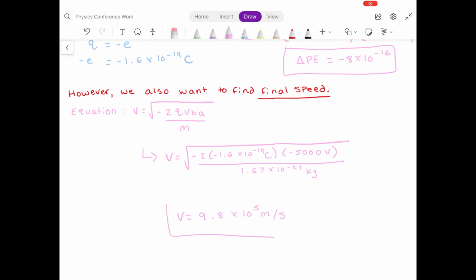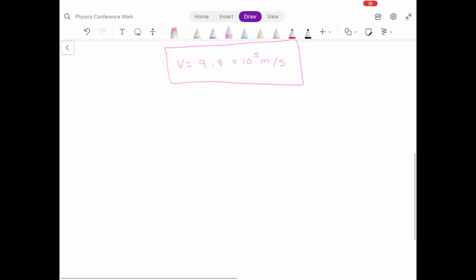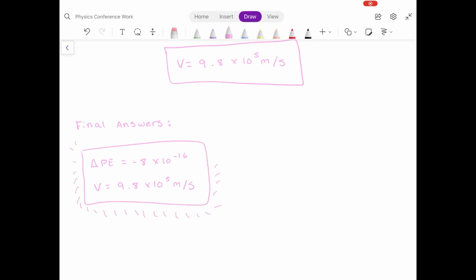Well, let's clean this up a little bit. So we'll rewrite it at the bottom of the page as change in potential energy equals negative 8 × 10^-16, and v equals 9.8 × 10^5 meters per second. And that, my friends, is our final answer.